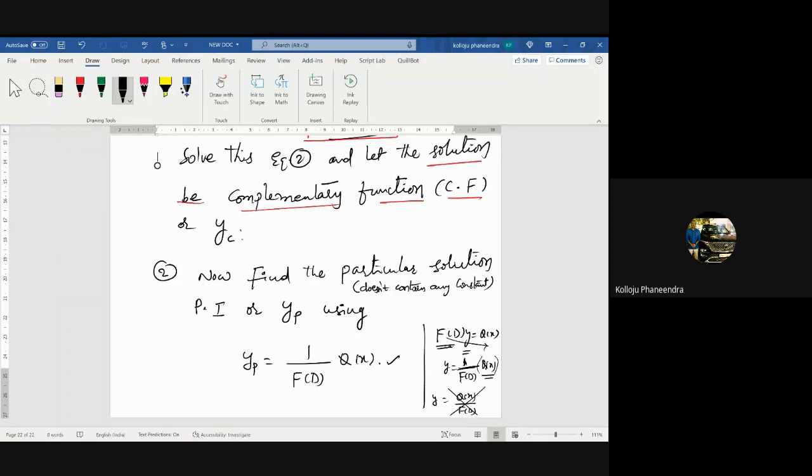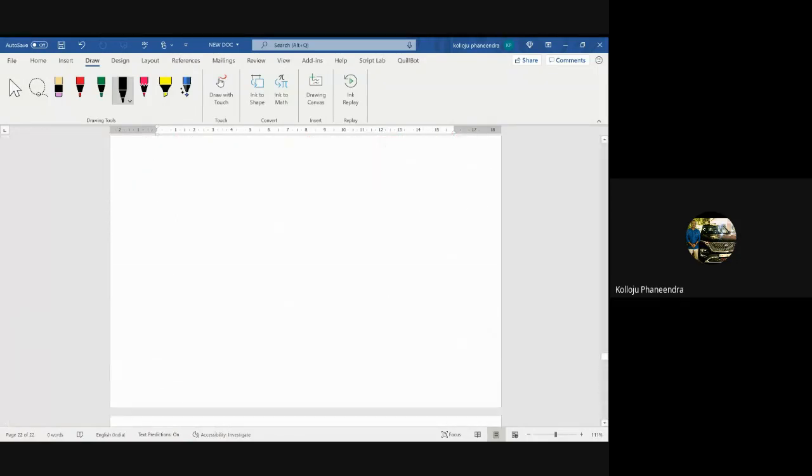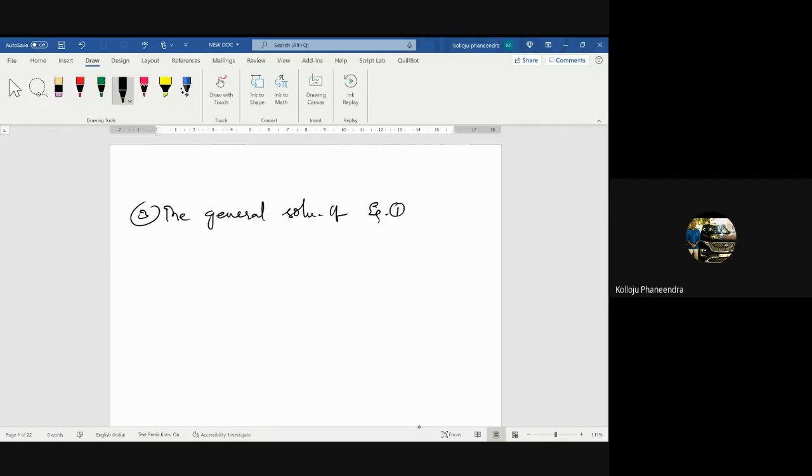Next, third step: the general solution of equation 1, the non-homogeneous equation, is y of x equal to complementary function plus particular integral, that is, y of x equal to yc plus yp. This is the general solution.